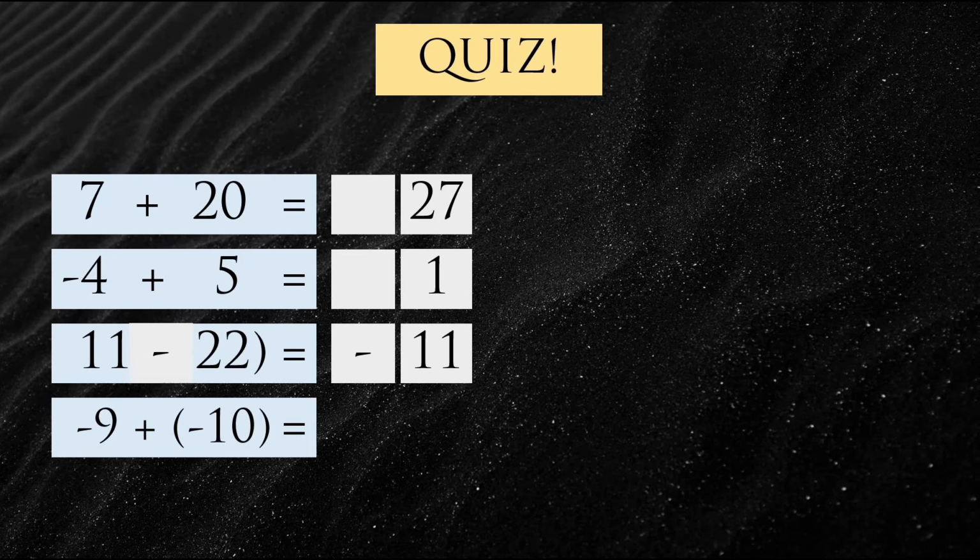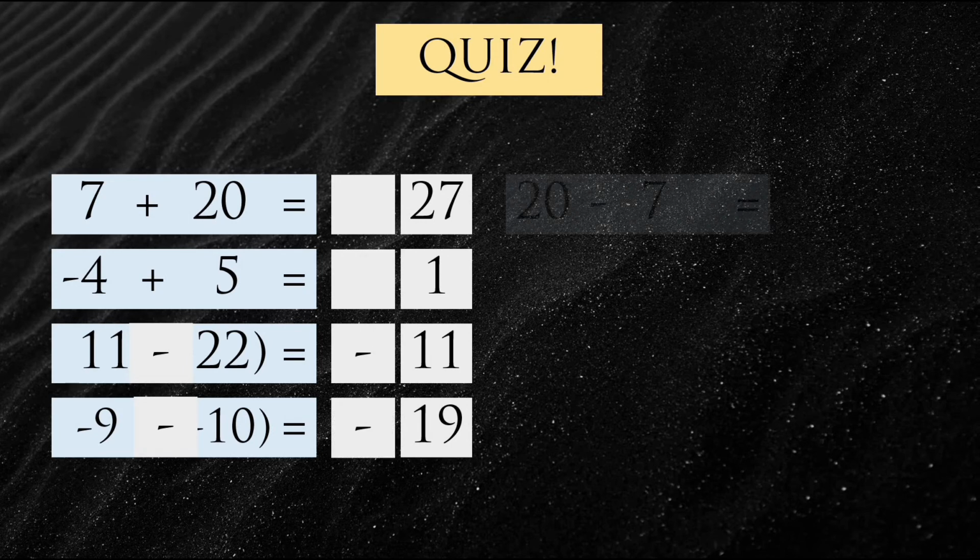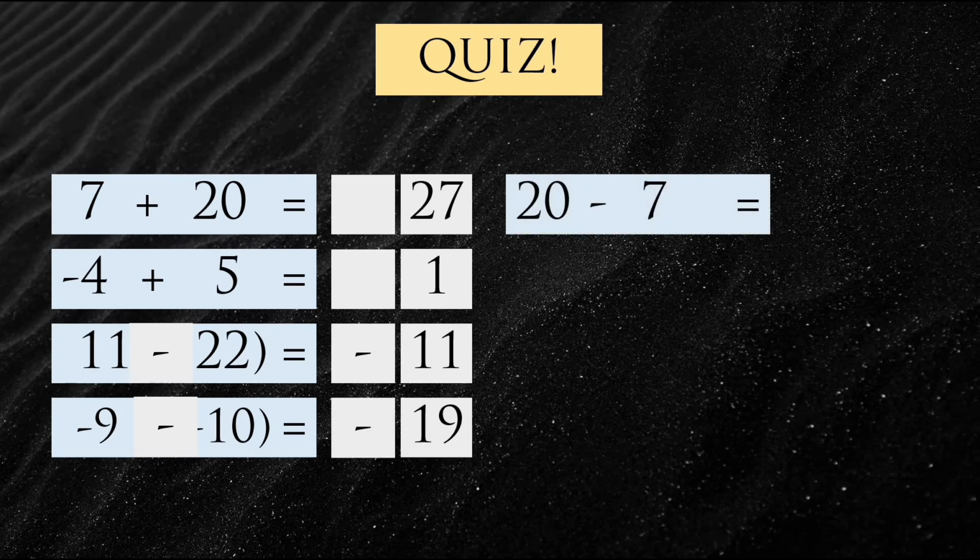Next, you've got -9 plus -10. So you can see a positive and a negative sign, combine them. Positive combined with negative is negative. Okay? So because they're now like signs, you can just add 9 and 10. 9 plus 10 is 19, and then copy the sign. And then number 5, we have 20 minus 7, basic math.